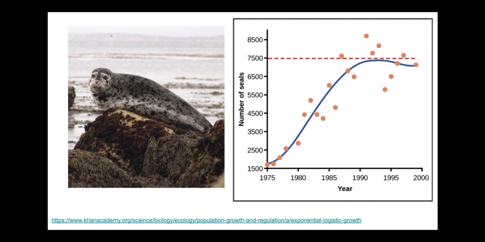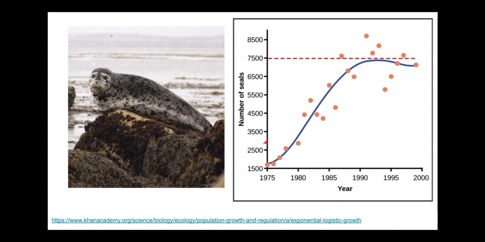It's probably due to the limitation of resources. It could be due to the limitation of space. They need places in order to give birth and raise their young. They need places in order to sun themselves. There might be a limited number of spots on the island they live on in order to do that.